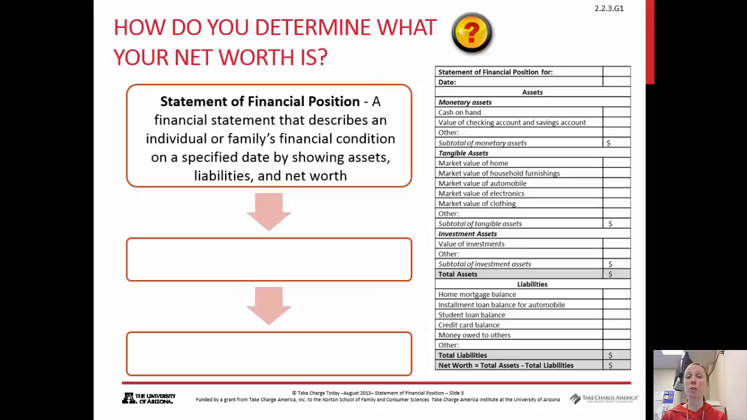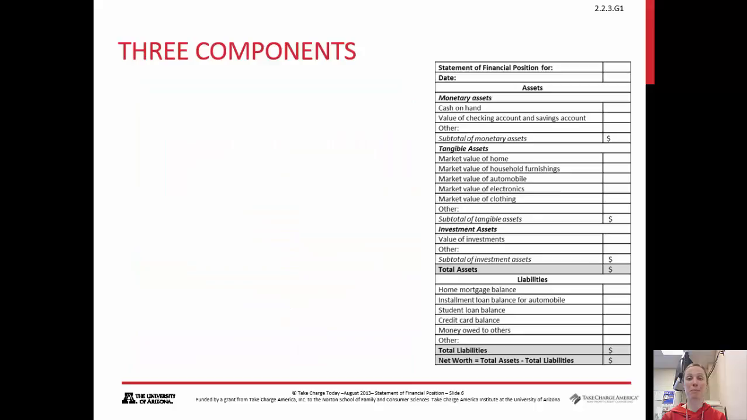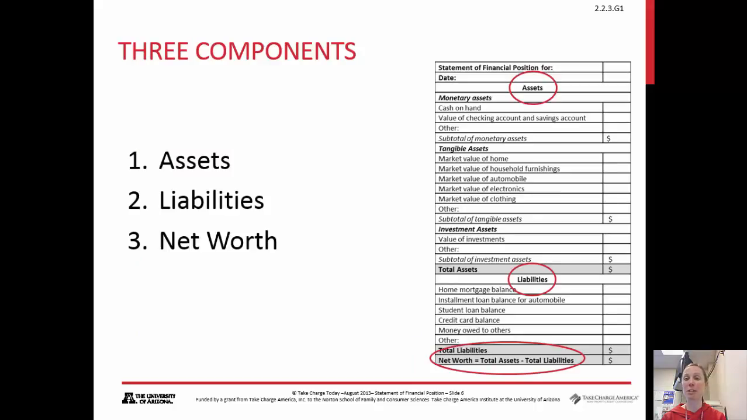So how do you determine your net worth? A statement of financial position will do that for you. It describes an individual or family's financial condition and shows your assets, liabilities, and net worth. You can see it on the right side of this slide right here. It shows your net worth at the end, and it's similar to a balance sheet or a net worth statement. So the 3 components: assets are listed first, then liabilities, and then net worth, and we'll talk about each of those sections.